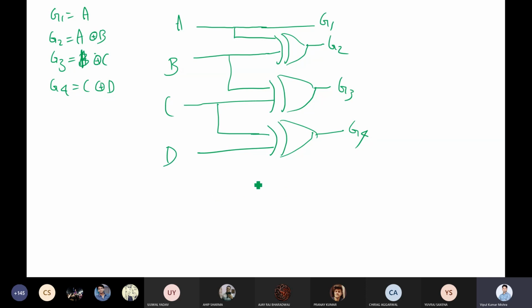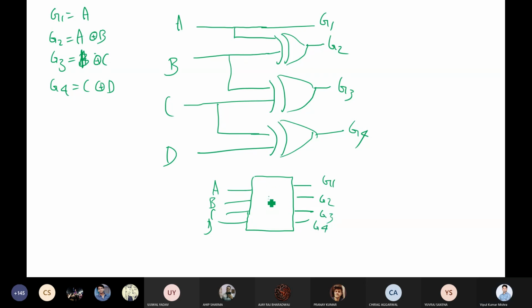So now I can make a black box where the inputs are A, B, C, D, and the outputs will be the gray code, that is G1, G2, G3, and G4. Now this entire circuit will go here in this place. Right? Whenever you need to make a multi-output gray code, you can use this circuit multiple times and create a bigger circuit from there.